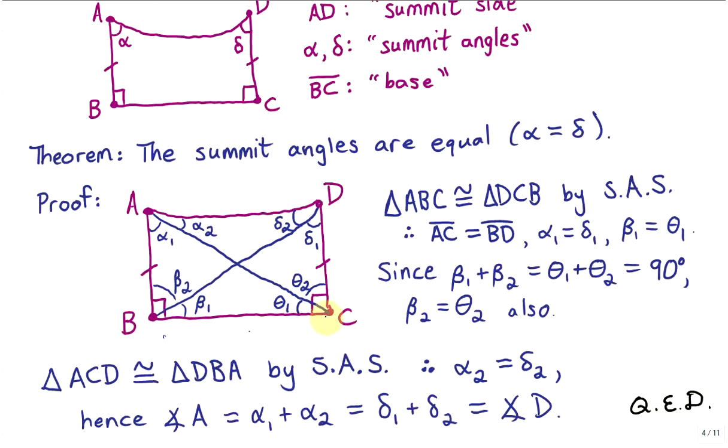Once again, corresponding parts of congruent triangles are congruent, so this angle in triangle ADB is equal to the angle alpha 2 in triangle DAC. Once we know those two angles are equal, we know that the angle at A, alpha 1 plus alpha 2, is equal to the angle at D, delta 1 plus delta 2. In other words, the summit angles are equal, which was what we wanted to prove.